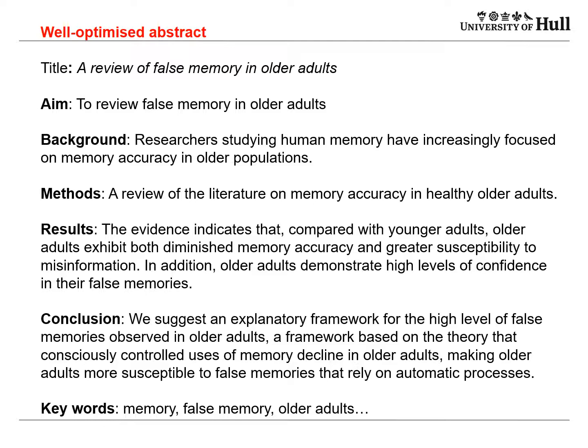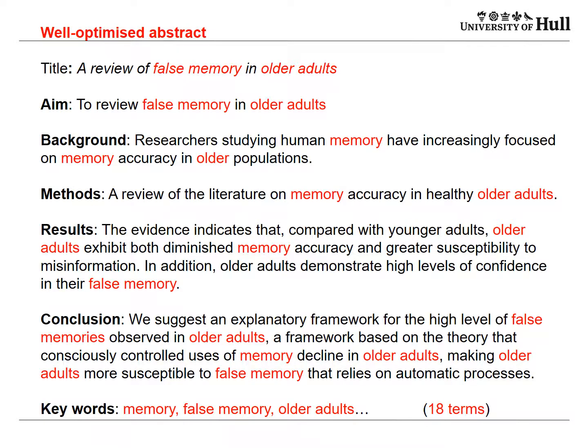So why is this well optimized? Well, it's well optimized because of this. Look how many of the terms are similar throughout. 18 terms in total. This makes the paper much easier to find on the online environment, and it will rise to the top of electronic searches.